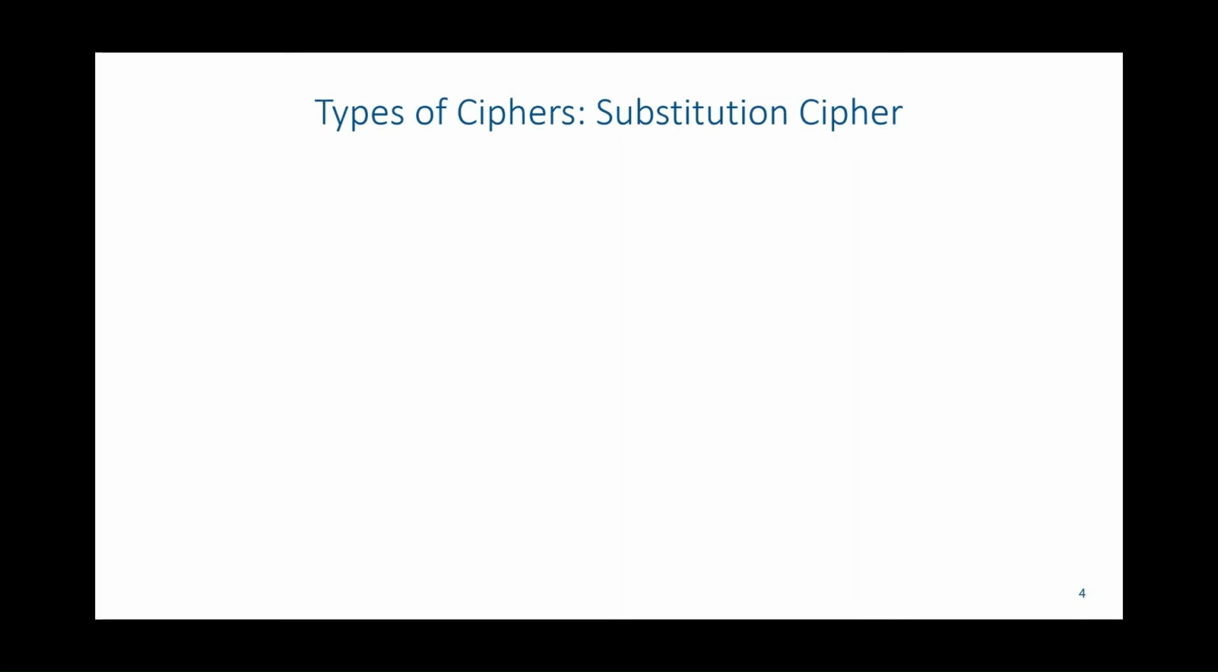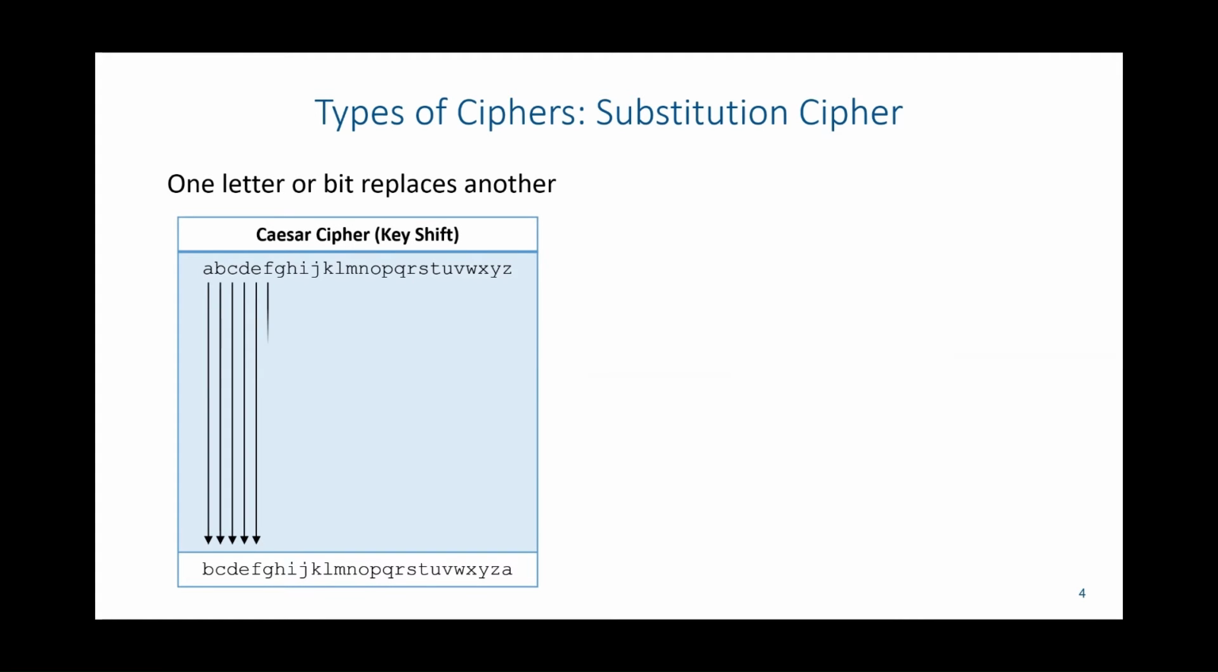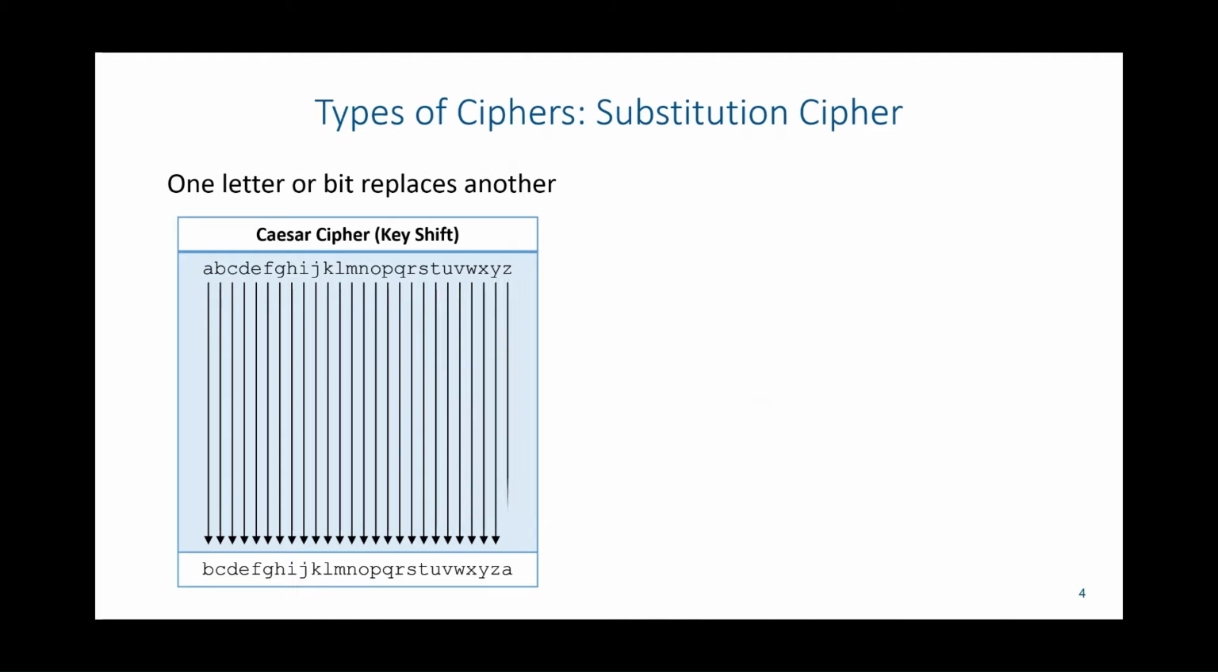So to continue our discussion on cybersecurity, we need to understand that modern-day ciphers include a combination of types of ciphers. The first one that we're going to talk about is the substitution cipher. Basically, that one letter or bit replaces another. So as we demonstrated with the Caesar cipher, here we have a key shift of one character. So A becomes B, B becomes C, and so on, all the way to Z becomes A.